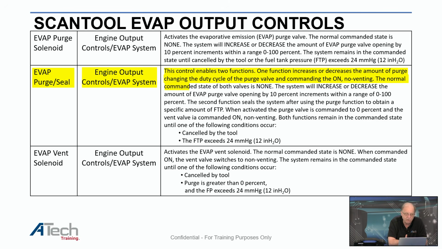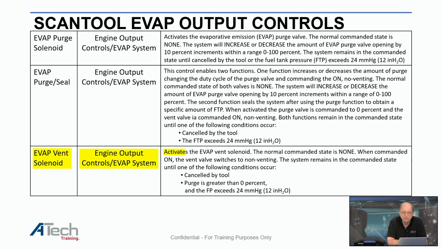Normal command of both valves is none, and if you look at it, you can increase or decrease the EVAP purge solenoid, again, by the same amount of 10. When activated, you're going to command it up, and you're going to be able to create a vacuum in the system. Now, here's the deal. It will stay that way until you're commanded by the tool, or you exceed, again, 24 millimeters of mercury or 12 inches of water. The last one is the EVAP solenoid there.